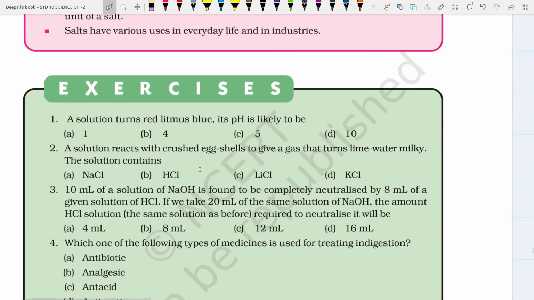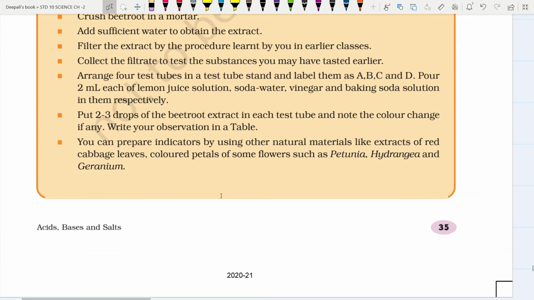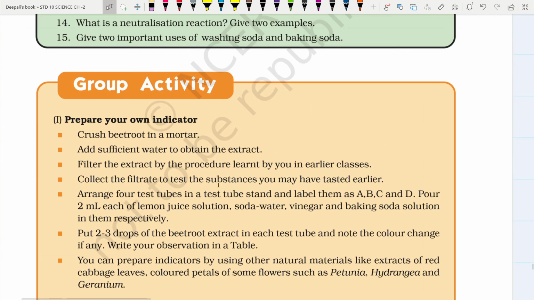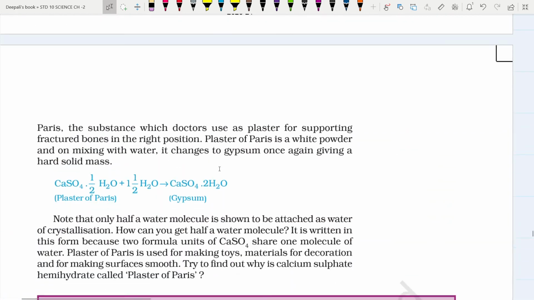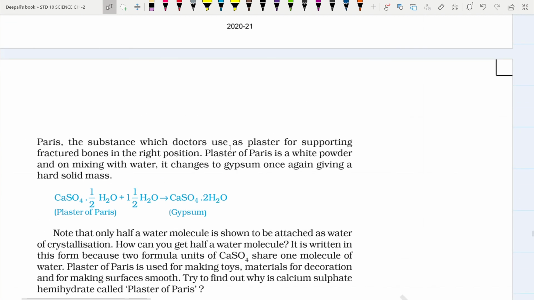Now you will be easily able to answer the back exercise and questions given at the end of the chapter. Here we end the chapter with the uses of plaster of Paris. It is used in construction work, for making casts in dentistry, in making idols, in making chalk for writing on the blackboard. In laboratories, it is applied as plaster for making apparatus airtight. So this is what plaster of Paris is. Thank you for now.